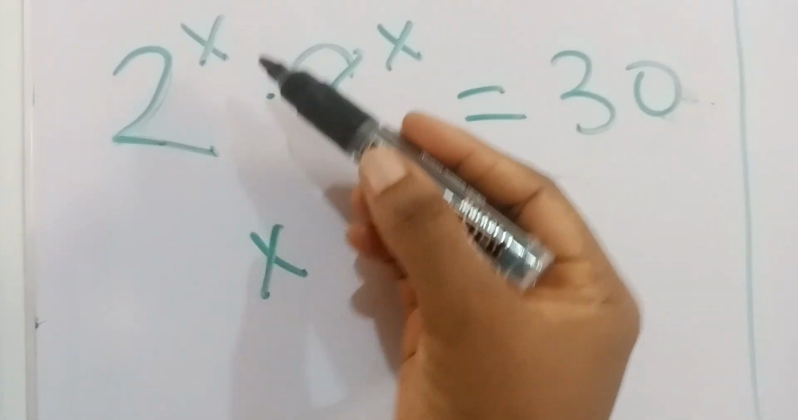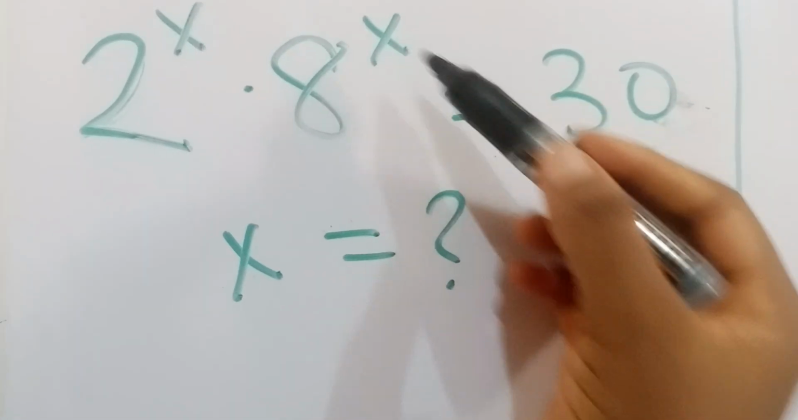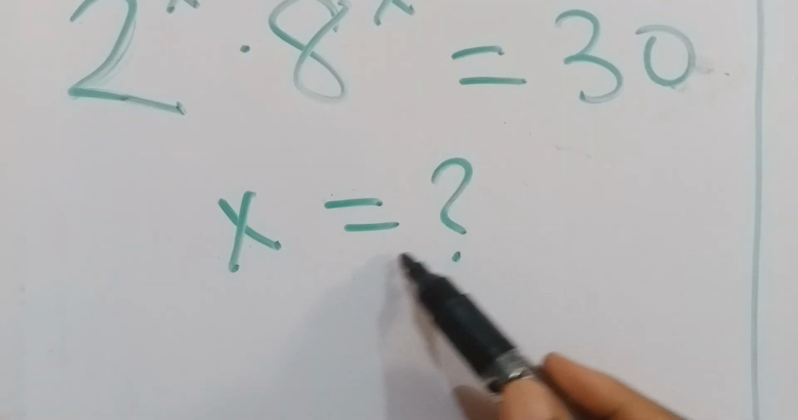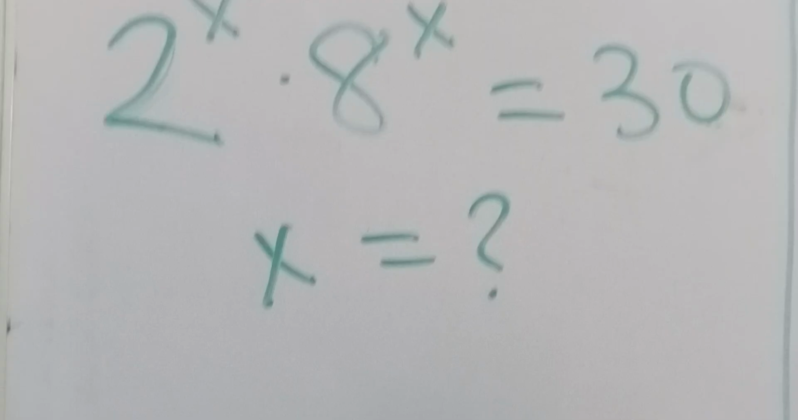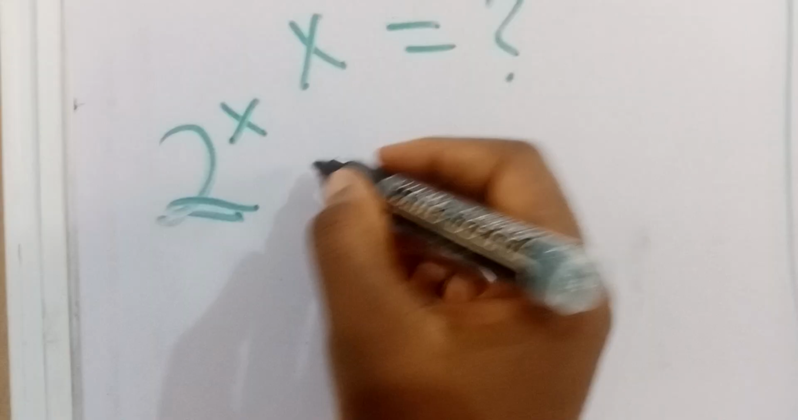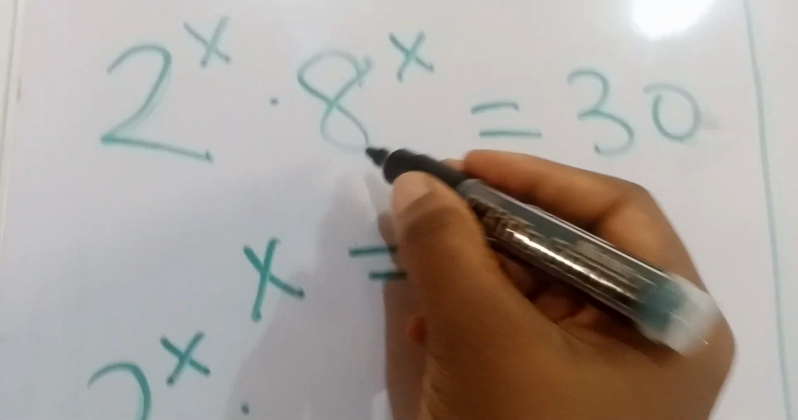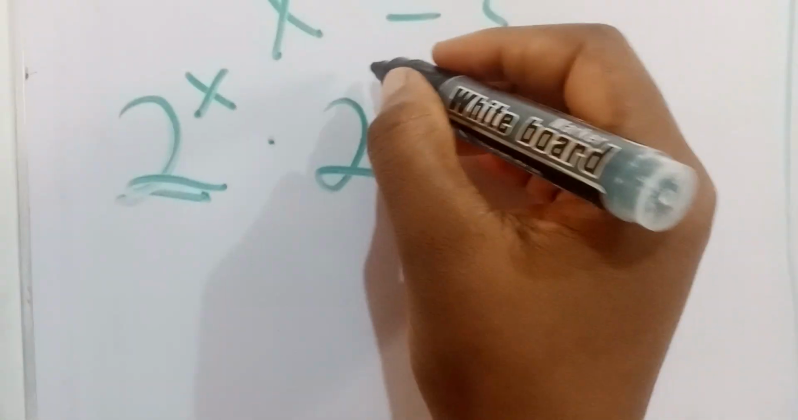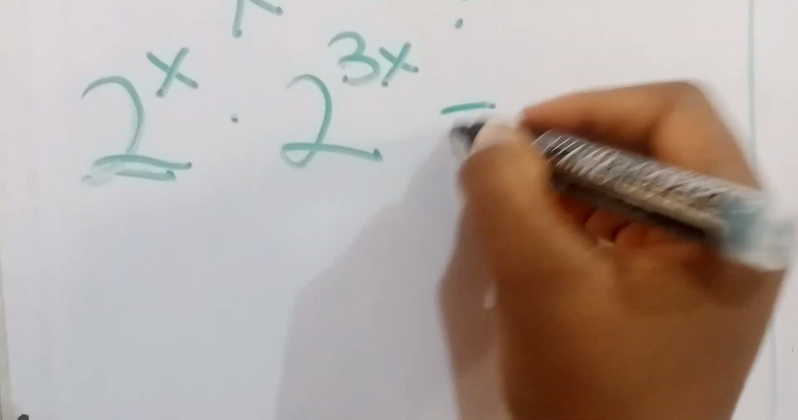So we have 2 to the power of x times e to the power of x equals 30, and we're asked to look for the value for x. So let's go. First thing we're going to do is to simplify this one, and we're going to do that by expressing it in this form.